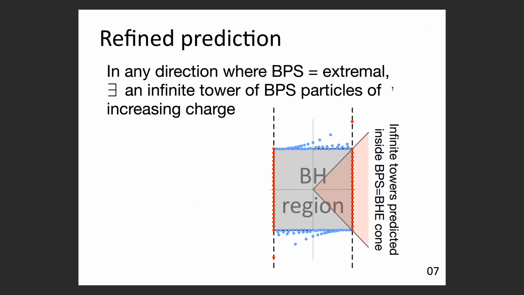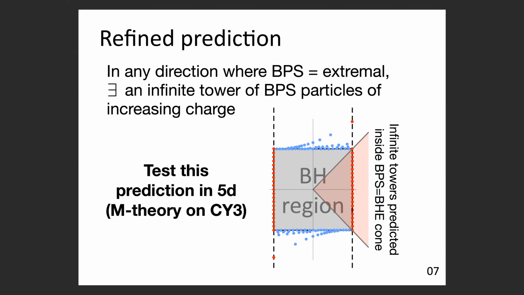Good, so now we have a refined prediction. It's too glib to say that all BPS states come in infinite towers. Whenever we have a direction where BPS is the same as extremal, then we should have an infinite tower of BPS particles of increasing charge. So in this example, here's this cone where BPS equals extremal. And in this region, we should have infinite towers of BPS states. And indeed, from the heterotic string spectrum, you can easily see that you do. So everything is fine so far.